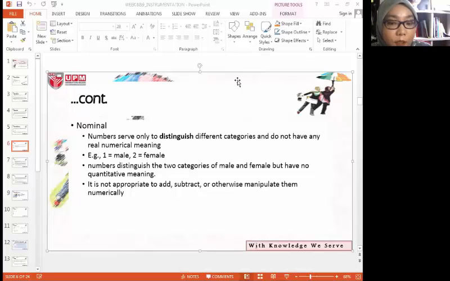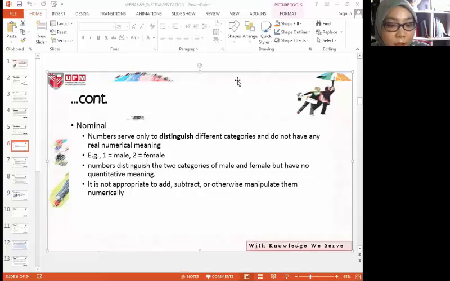Okay, and numbers distinguish the 2 categories of male and female but have no quantitative meaning. So this is an example: 1 we use to represent male, 2 we use to represent female. Or another example is we use 1 to represent Chinese, 2 to represent Malay, 3 to represent Indian. Based on the attribute, this number does not have quantitative meaning. It does not mean that when we say 1 is Chinese, Chinese is better than other races. No. In this context, we just use the number to refer to the group.